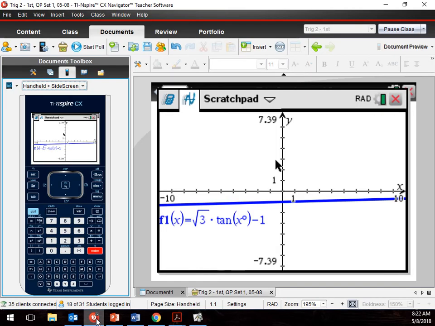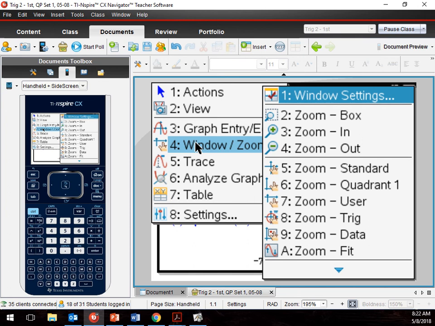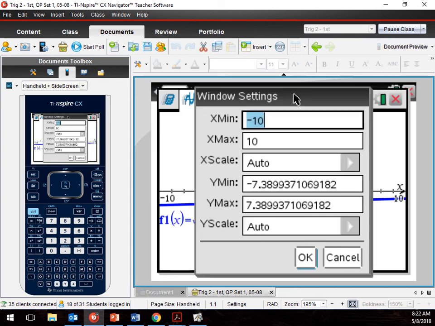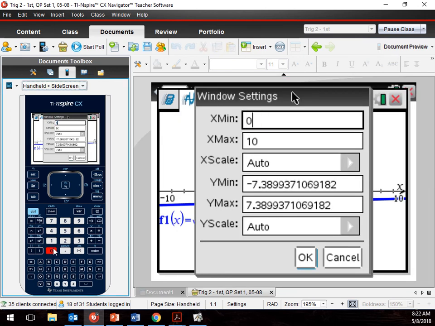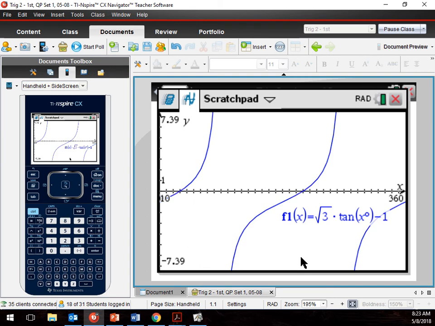So, let's go menu, window, settings, 0, 360. Okay, auto, X scale, all that. So now you have to find your zeros. Okay, so now it's on the graph, right? So I'm gonna have 2 places in which my answer is equal to 0, right? Yes. So I'm gonna have 2 answers for this. So I have to solve for my zeros. So how do I do that from here?